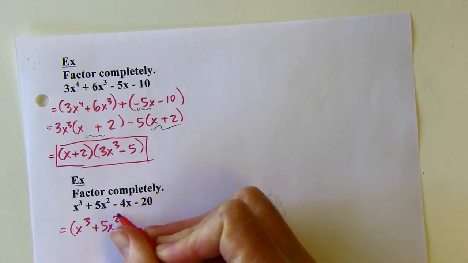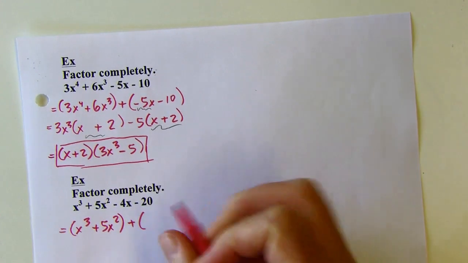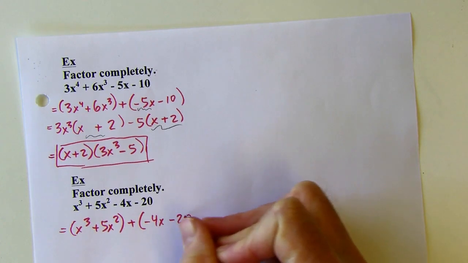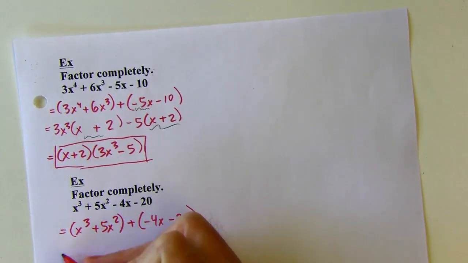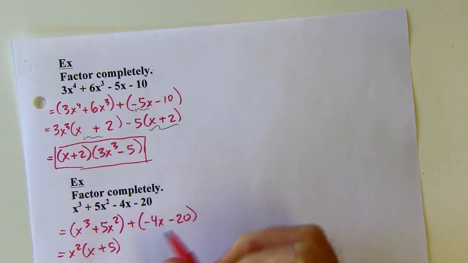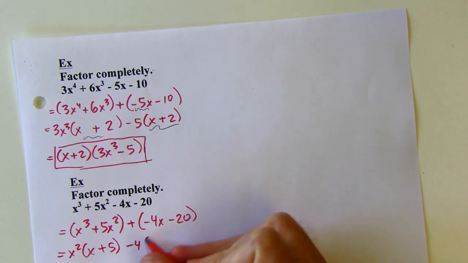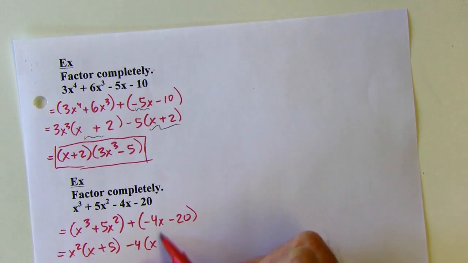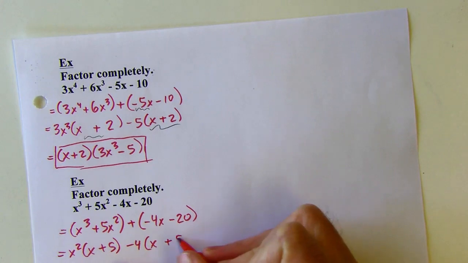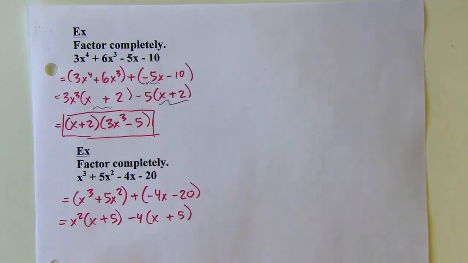I'm going to separate my two groups with a plus sign. So that means the negative should go in there with the 4. Okay, I can factor out x to the second out of my first group. And I can factor out negative 4 out of my second group. So negative 4 times x is negative 4x. Negative 4 times something is negative 20. That would be positive 5. And again, I've got the matching groups.